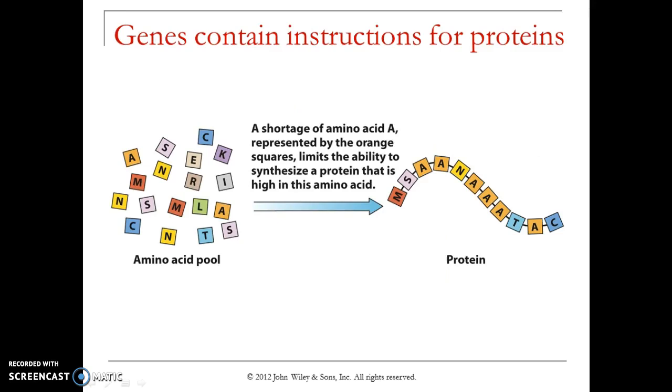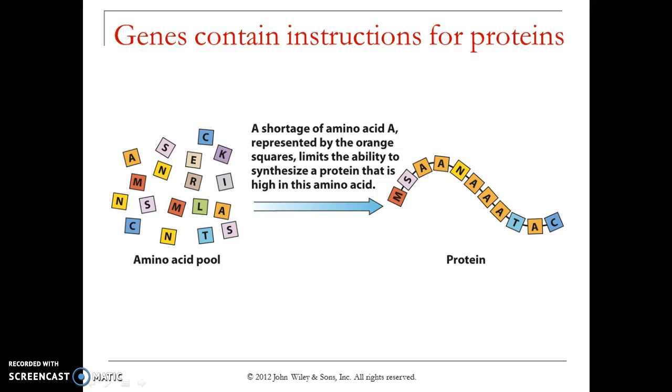So if we look at the instructions for proteins, the instructions for proteins are in our DNA. So our genes contain the instructions for protein. And different cells are going to have certain genes turned on or turned off to determine what proteins they make. So something like a muscle cell is going to make actin and myosin, which are going to be our muscle proteins. Something like a red blood cell is going to make hemoglobin, which is the red blood cell protein.